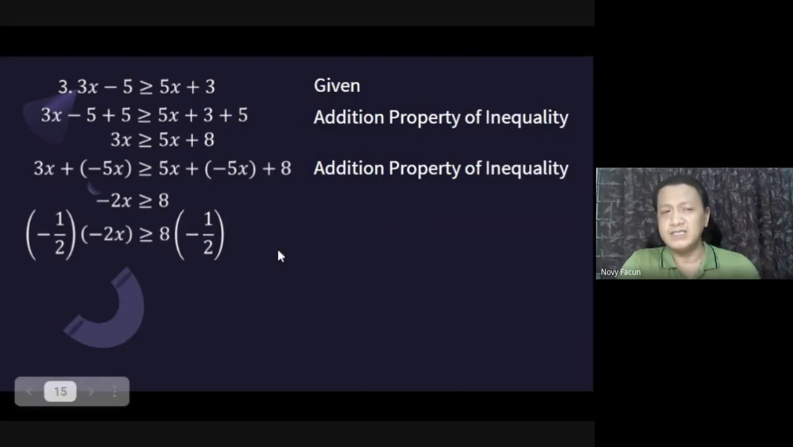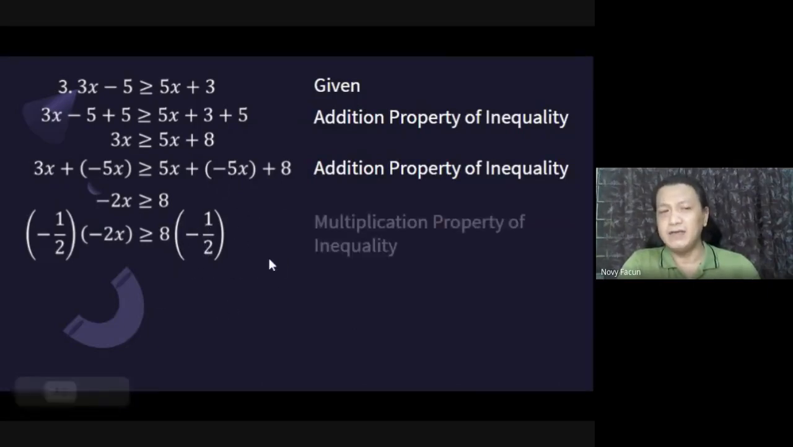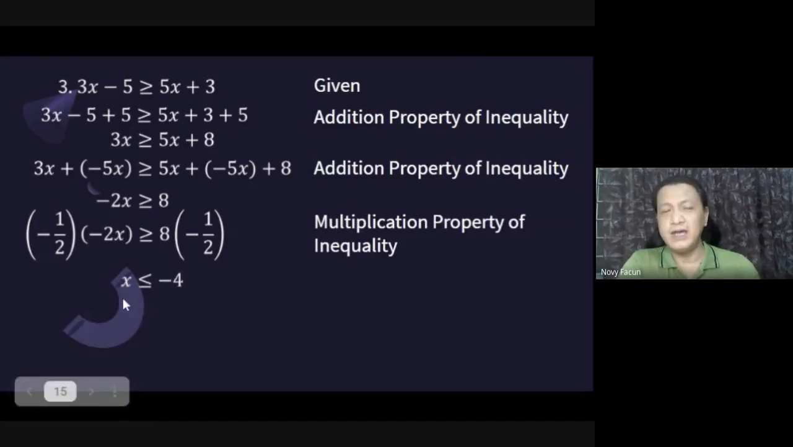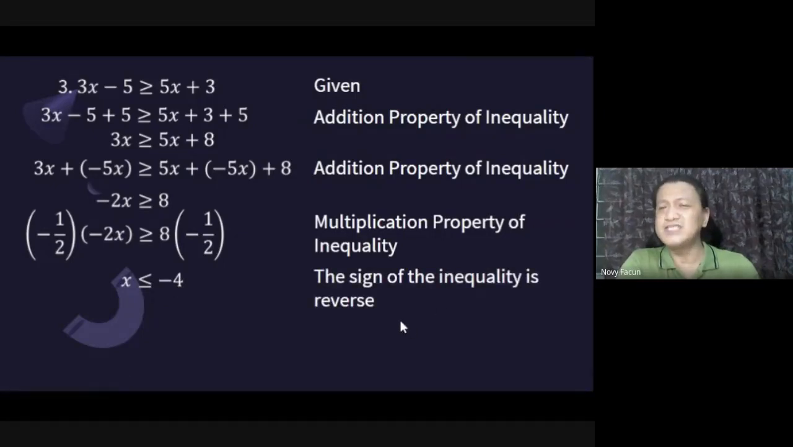Then, on the right side of the inequality, what is negative 1/2 of 8? That is negative 4. And the solution would be x is less than or equal to negative 4. So the sign of the inequality is reversed. Take note of that. Bakit kaya siya nag-reverse?